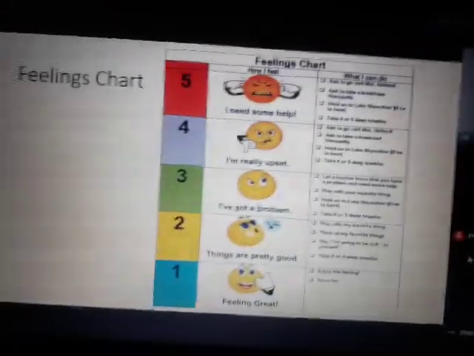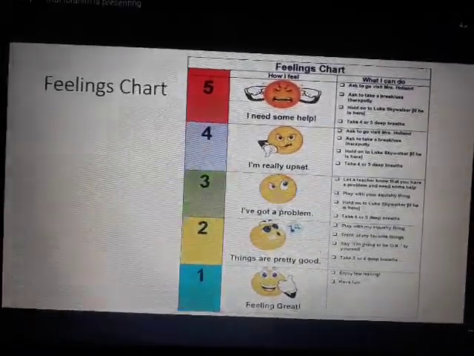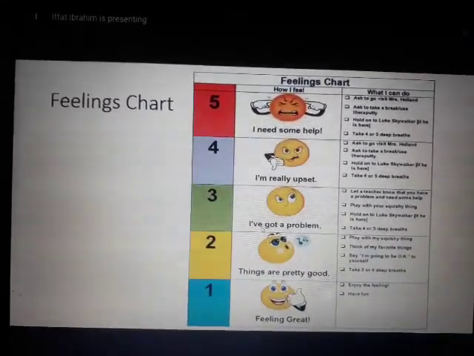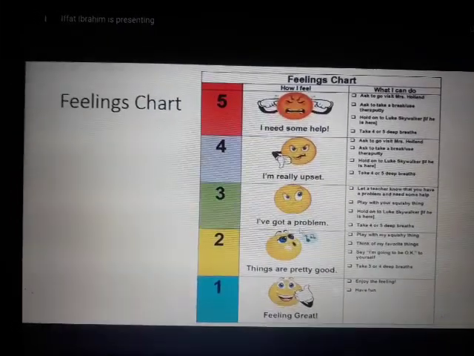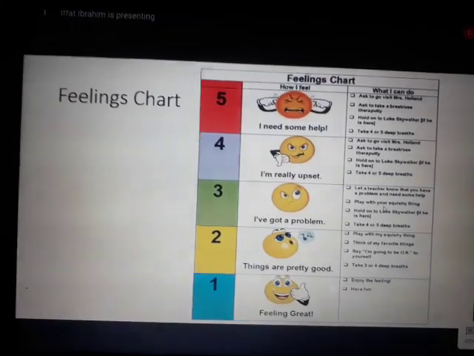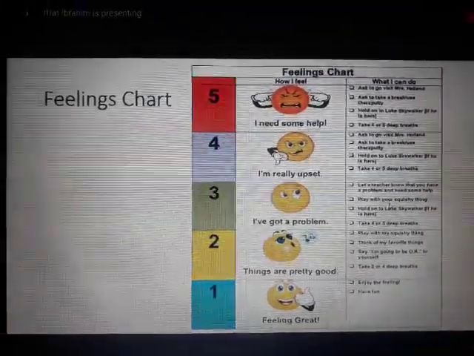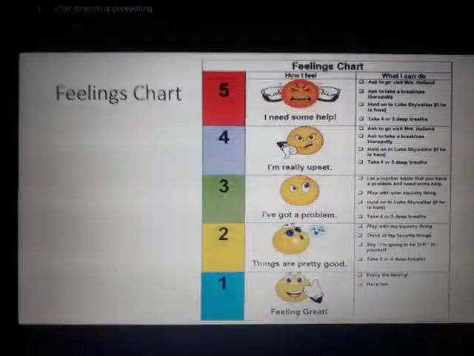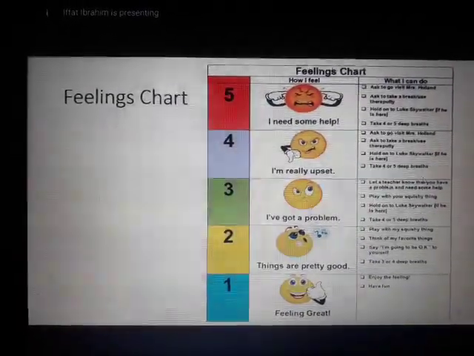If the feeling is number 3, that means that they have a problem. So what should they do about it? We have to teach them the solution as well. So what do we do? What can they do about it? So they can play with this squishy thing. Children usually have their own favorite toy. They can play with it. They can take 4 or 5 deep breaths, or they can let a teacher know that they have a problem.